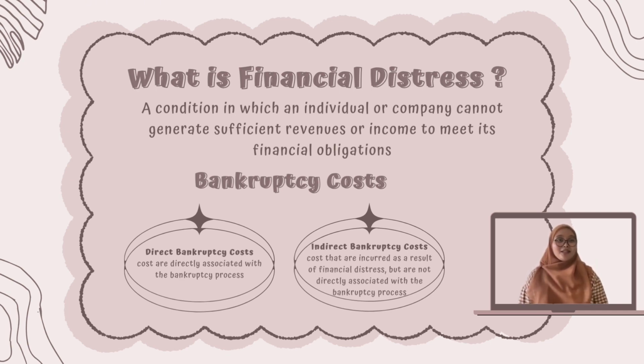Direct bankruptcy costs are the costs directly associated with the bankruptcy process, such as legal and administrative fees, while indirect bankruptcy costs are the costs that are incurred as a result of financial distress but are not directly associated with the bankruptcy process, such as lost sales, increased borrowing costs, damage to reputation, and job loss.